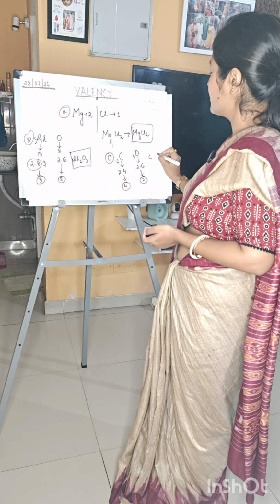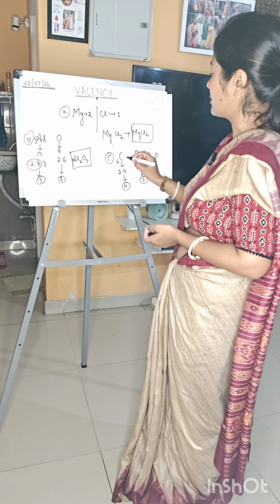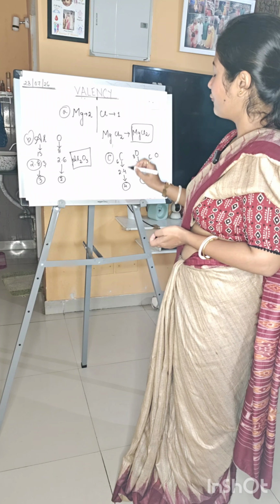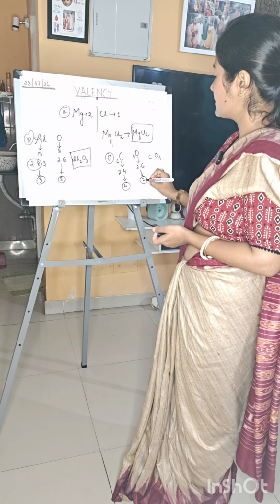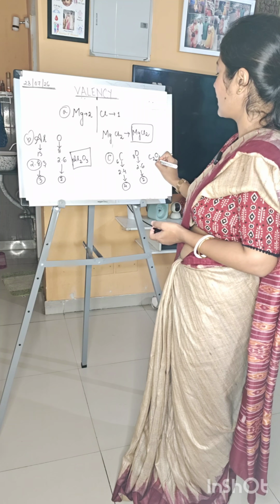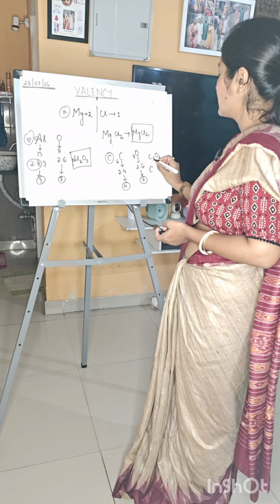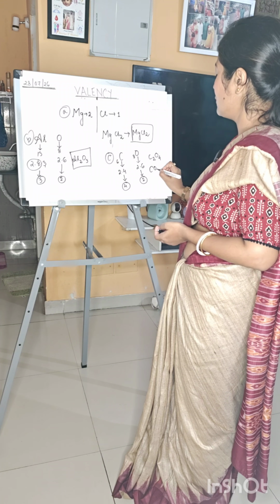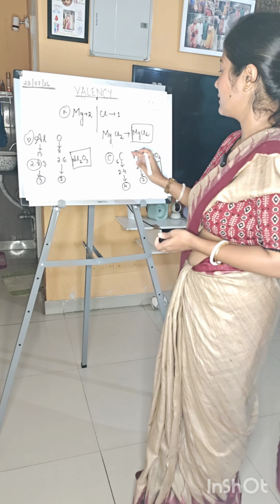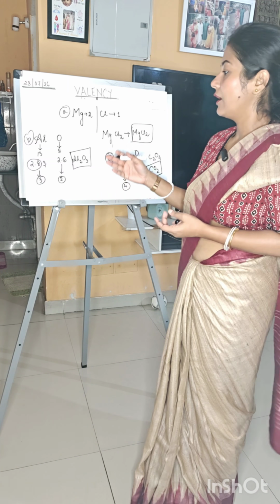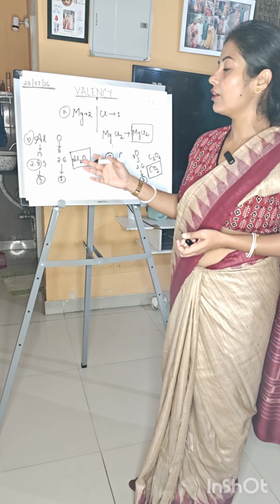Now just write the symbols of the two elements side by side and put the valencies in a crisscross direction. So the valency of 4 will be written next to oxygen and oxygen's valency of 2 will be written next to carbon. Now let us reduce it to the lowest ratio: C2O4 can be written as CO2. So this is the formula of the compound that will be formed between carbon and oxygen. So this is how valency and electronic configuration can be used to predict the molecular formula of compounds.